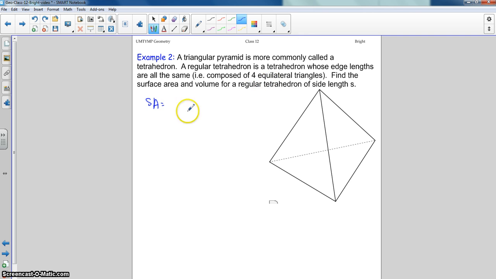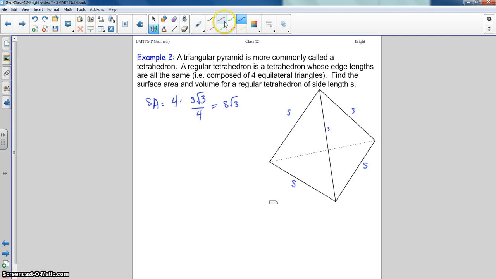So if we know it's composed of 4 equilateral triangles, if each side has side length s, and then this side back here would be s as well, it would be 4 times, and then we discussed the area for an equilateral triangle is s squared square root of 3 over 4, so s is a side length, and so surface area here is just going to be s squared square root 3. Okay, that one was relatively painless.